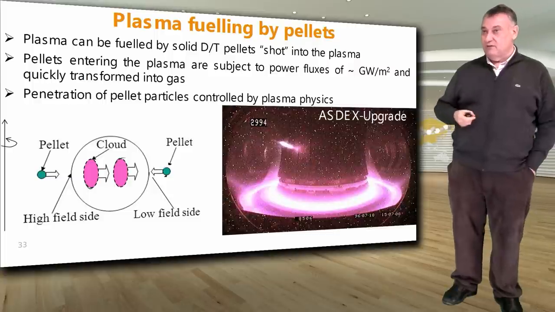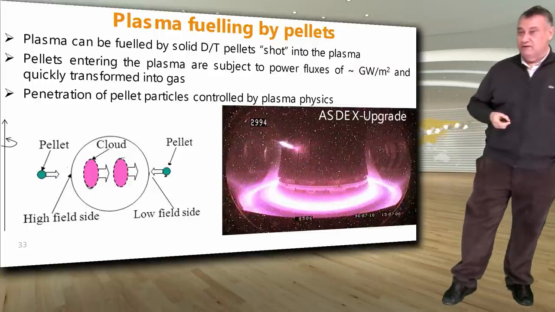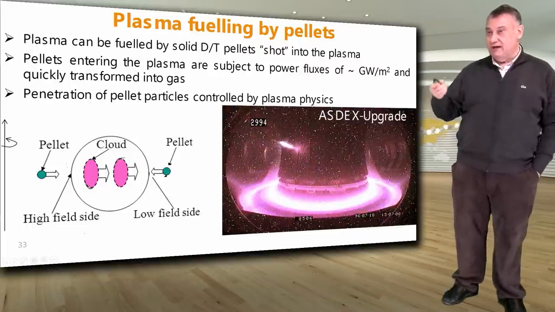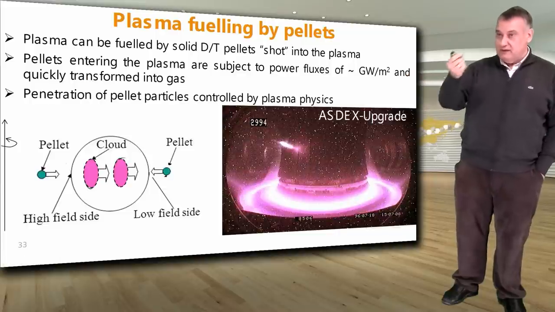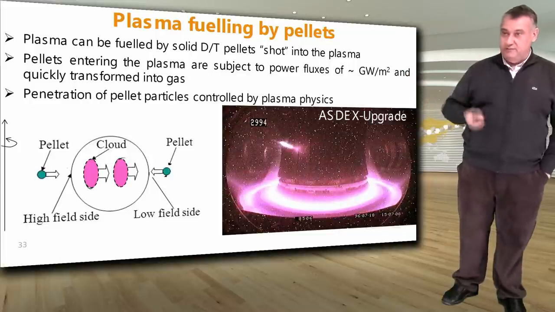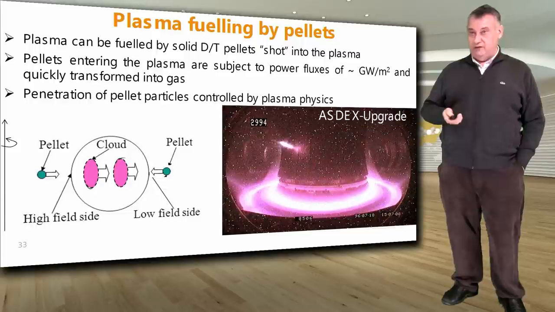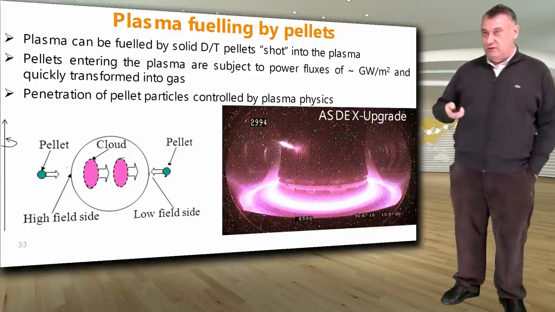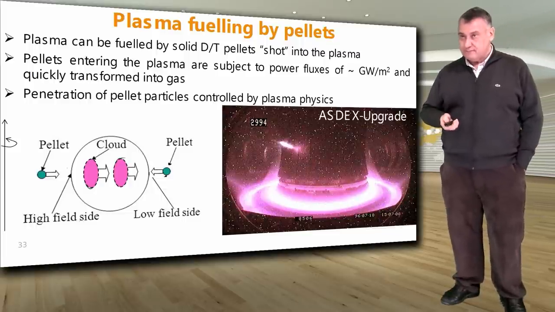This is an example from the ASDEX Tokamak at the Max Planck Institute for Plasma Physics, where you see one of these solid pellets of deuterium going into the plasma from the high field side and penetrating rather deeply, which is what we want to get in ITER for fueling of fusion plasmas.